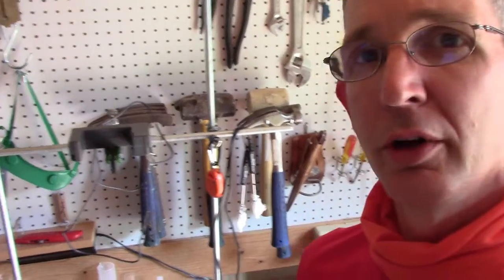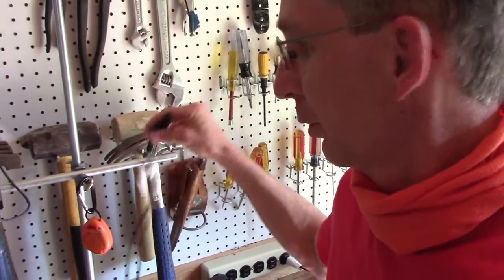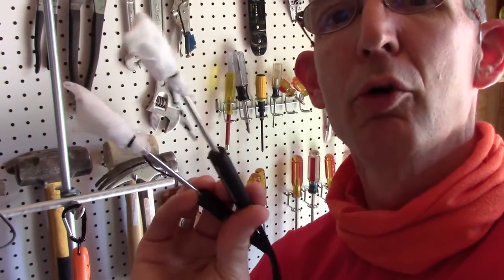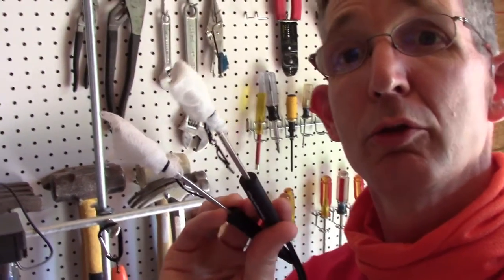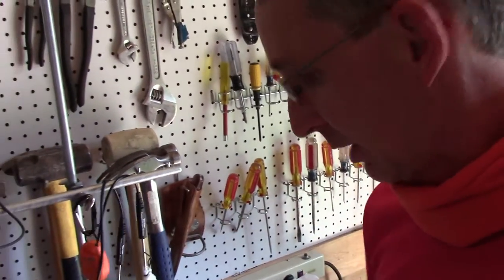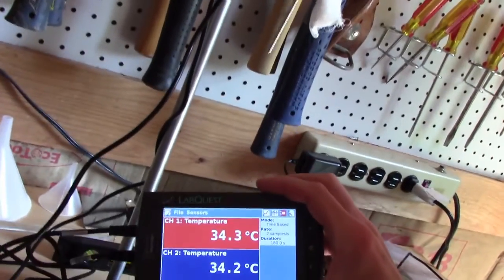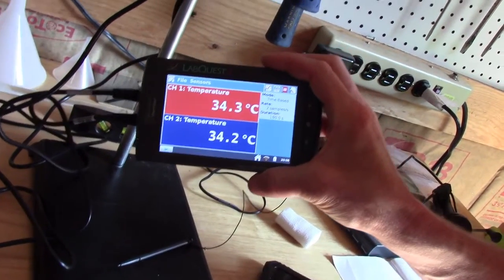What I've done here is take our two thermometers, the same two we used last time, and wrapped them both with gauze. Last time one had gauze and one didn't. Now they're both wrapped with gauze, and the temperature is about the same for each of them. It's 34 Celsius.